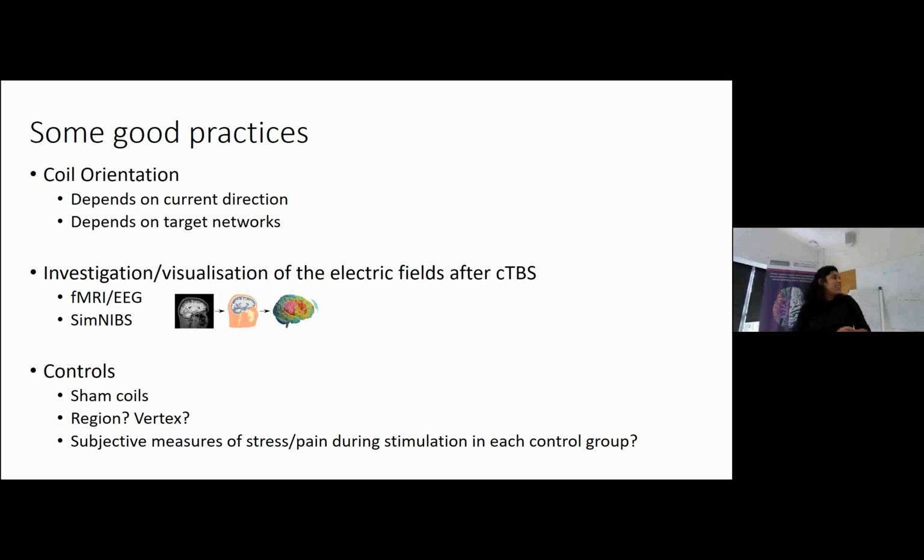And finally, it would also be good to collect some subjective measures of stress or pain that participants experienced during stimulation for each group, because if you're primarily looking at only behavioral readouts, then differential amounts of stress or pain can also affect those readouts. And so you might just be looking at the effect of stress rather than stimulation itself.